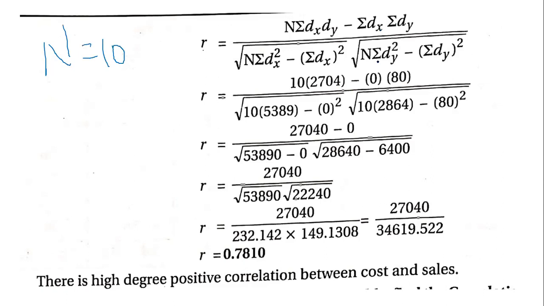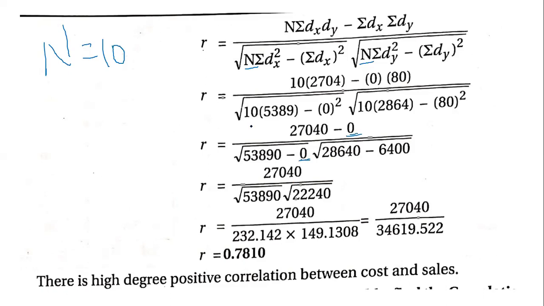Sigma dx is 0, sigma dy is 80. Then coming below, you again have square root of 10. N is 10. The value of n is 10. So sigma dx square is 5389 minus dx is 0, so 0 square. Then square root of n is again 10. Sigma dy square is 2868 minus dy is 80 and whole square. Again 0 into 80 is 0, and 0 square is also 0.